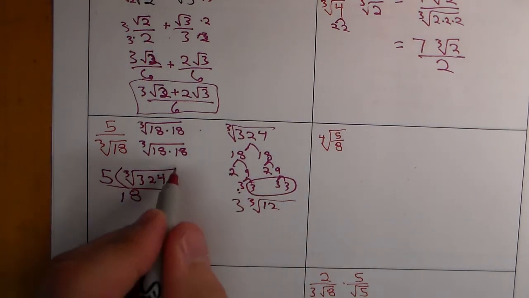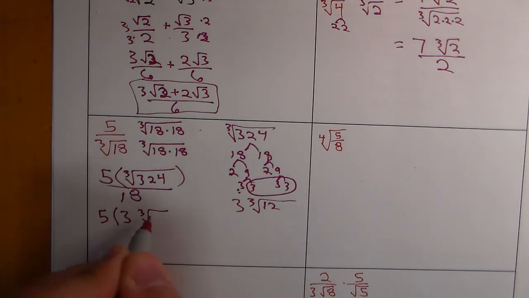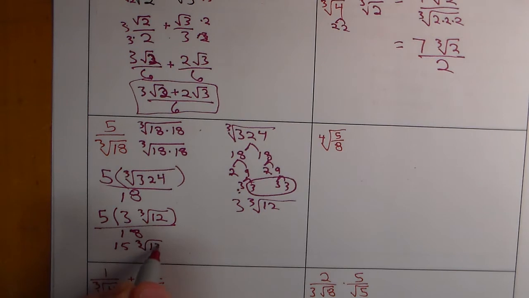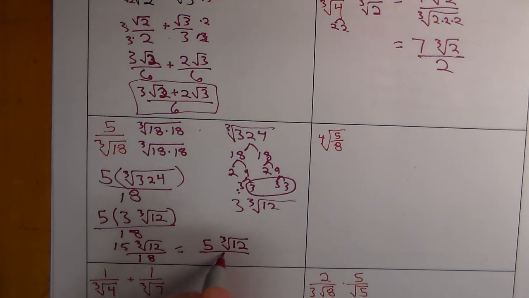So this becomes 5 times the quantity 3 cube root 12 over 18. This is then 15 cube root 12 over 18, which the 15 and 18 are coefficients. I can simplify those. That's going to give me 5 cube root 12 over 6.